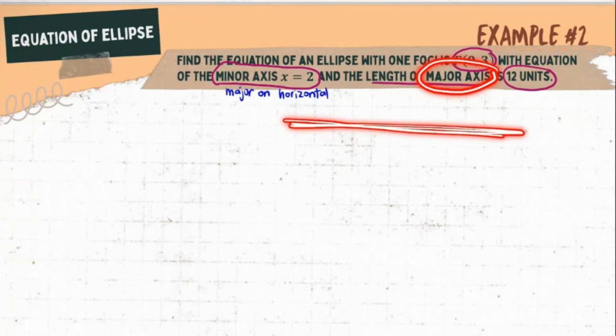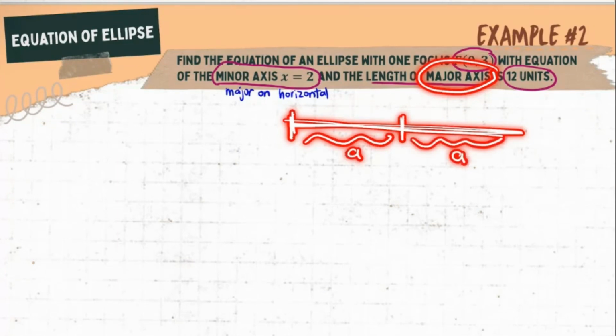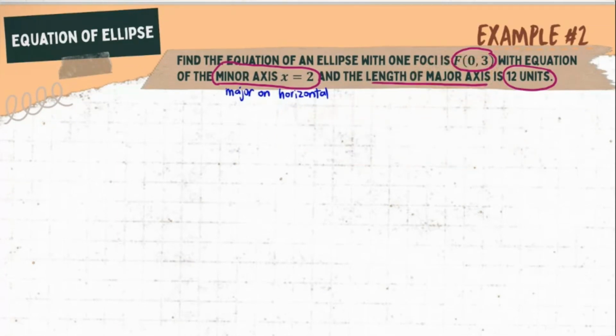So yang melintang ini dia adalah label of A. Ini adalah A, sini pun adalah A. So therefore 12 unit ini merujuk kepada 2A.